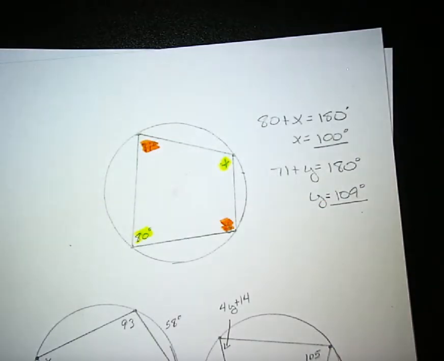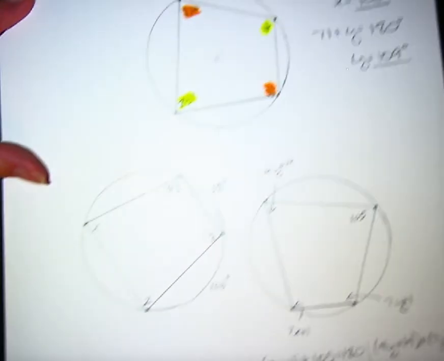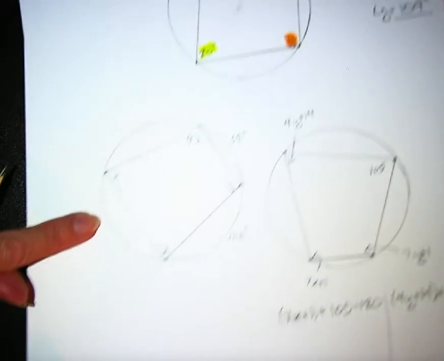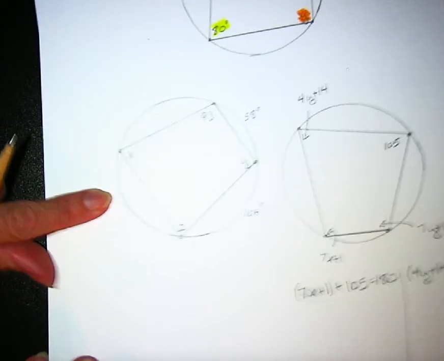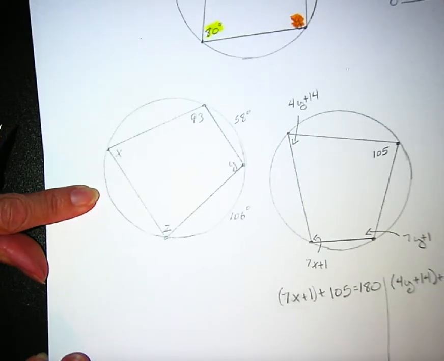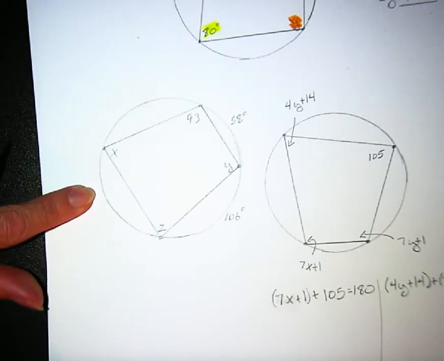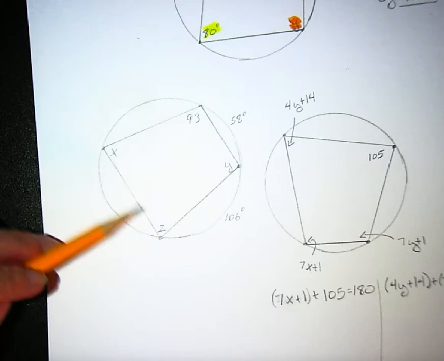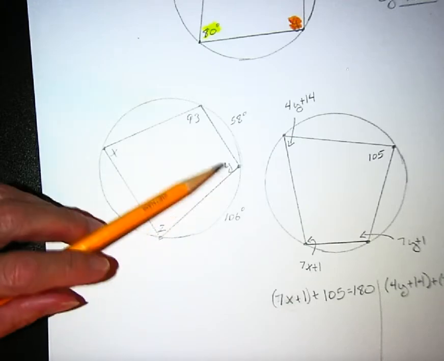So that one is solved. Easy enough, right? Now let's look at some that are a little bit more complicated. Let's look at the one on the left. I can see that I need to find three variables: x, z, and y.